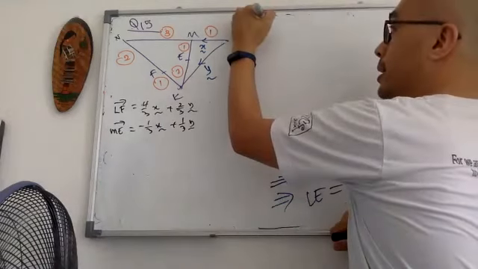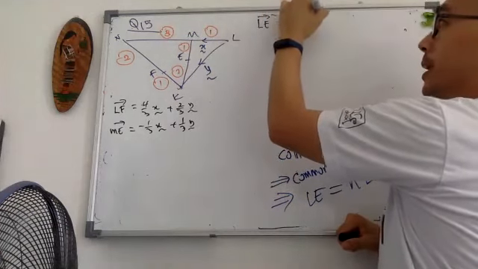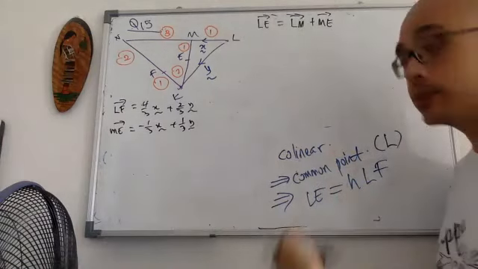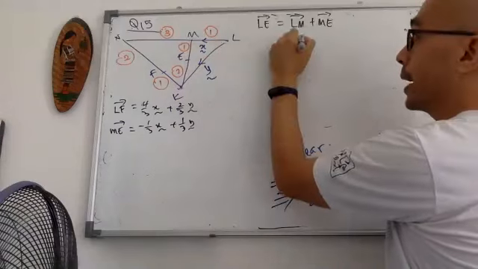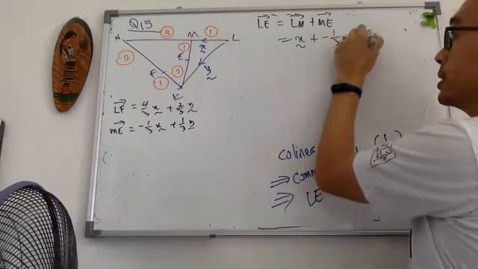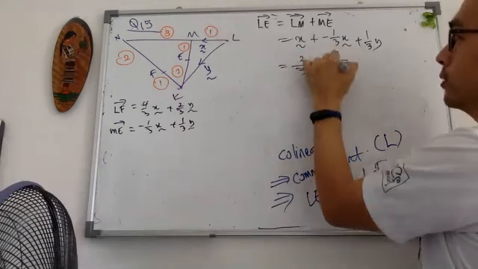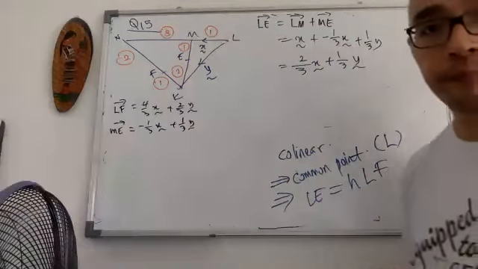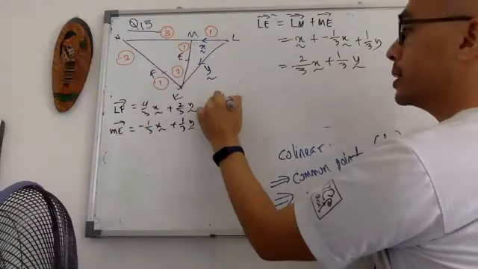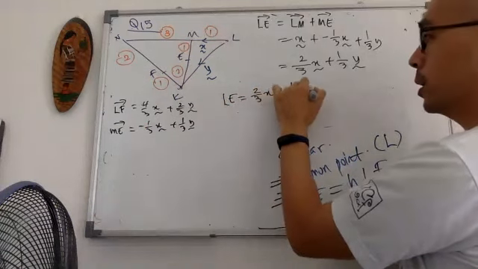So LE equals LM plus ME. Again, find the pathway and substitute it in. LM is x, and ME is minus 1 over 3x plus 1 over 3y. So you're going to get 2 over 3x plus 1 over 3y. That's LE. Now let's put this in: LE is 2 over 3x plus 1 over 3y.